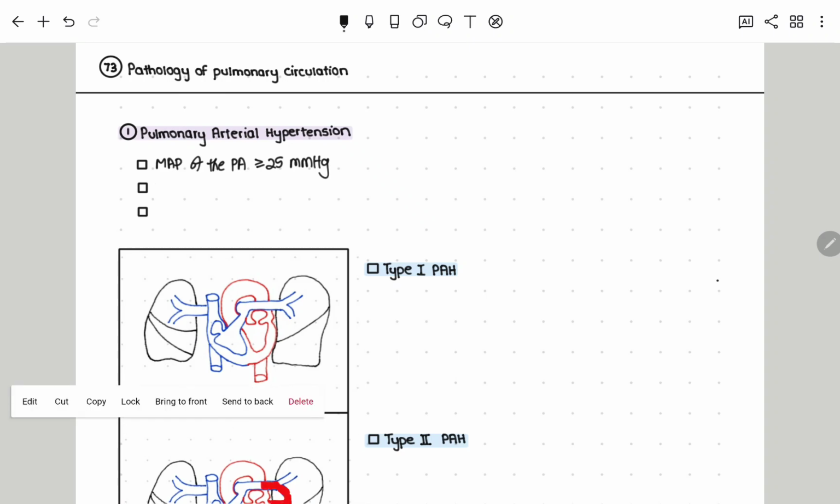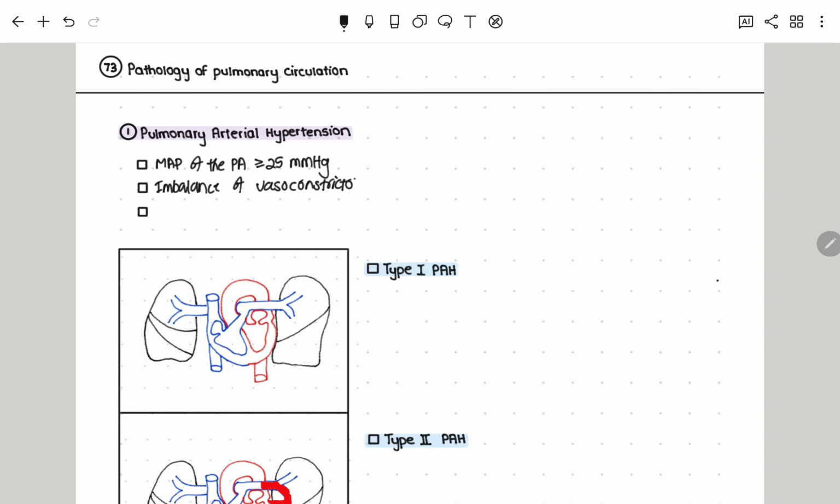And this basically results when you have an imbalance of vasoconstrictory and vasodilatory mechanisms. An imbalance between vasoconstriction and vasodilation mechanisms is more often than not the underlying etiology of pulmonary hypertension, and they can be classified into 5 different types based on the etiology.